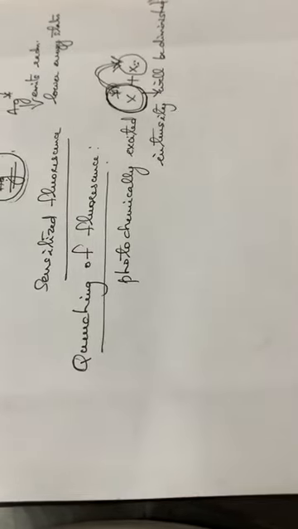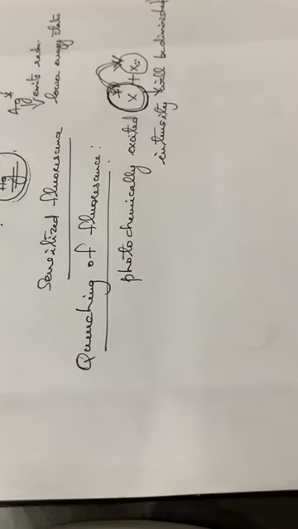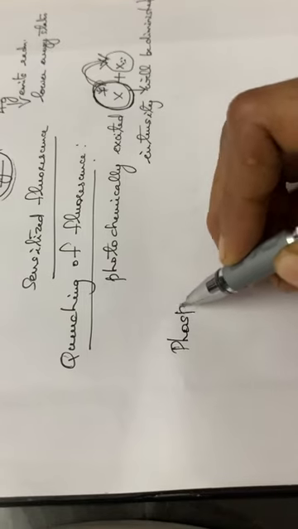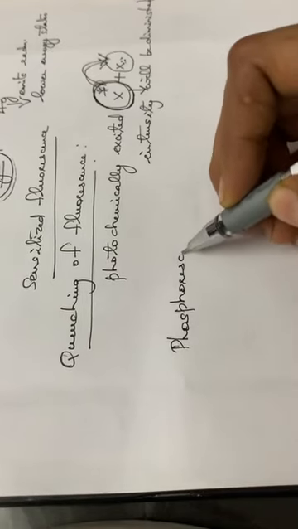So this much is about fluorescence. We have seen the definition of fluorescence, and then two or three terms: resonance fluorescence, sensitized fluorescence, and quenching of fluorescence. Then the next one is phosphorescence.